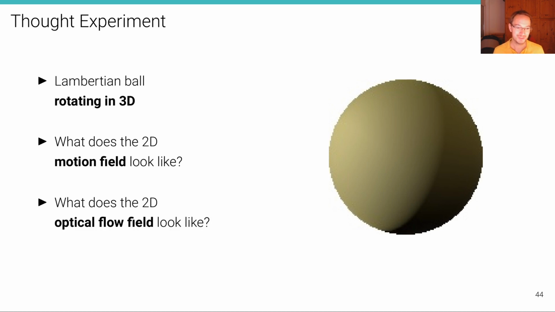In contrast, what does the 2D optical flow field look like? Well, the ball is Lambertian and untextured, and the light source doesn't change, which means that the image looks always the same. And that means the optical flow field will be zero everywhere. So here we have a scenario where clearly the motion field is not the same as the optical flow field.